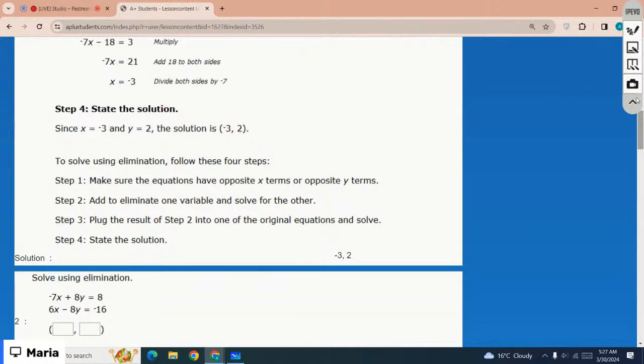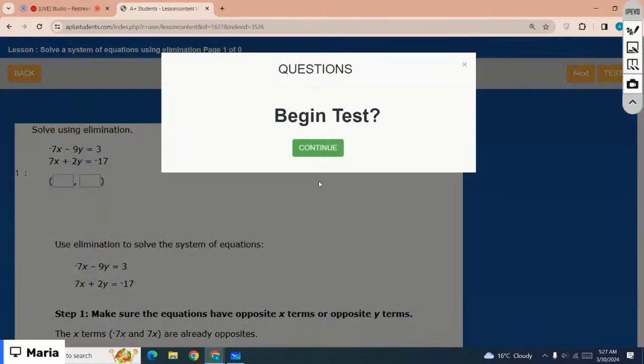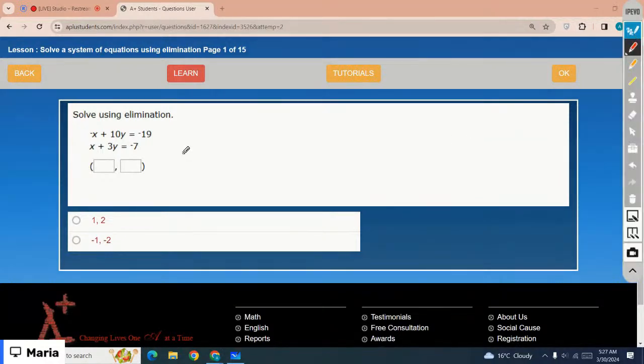Okay, you can have a look at these questions later today because they are already solved. Let's just start with the test questions. Okay, solve by elimination. Negative x plus 10y equals negative 19. And the second equation is x plus 3y equals negative 7.